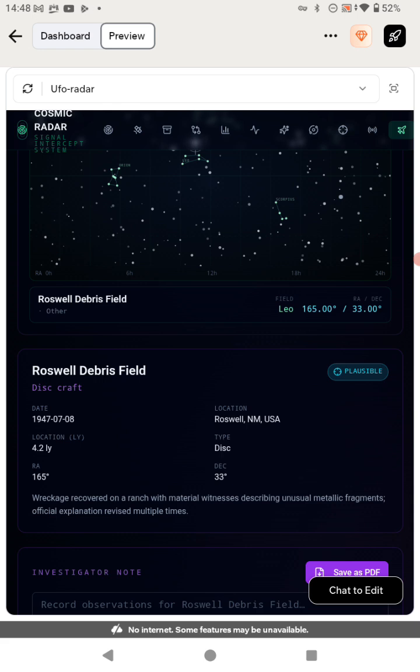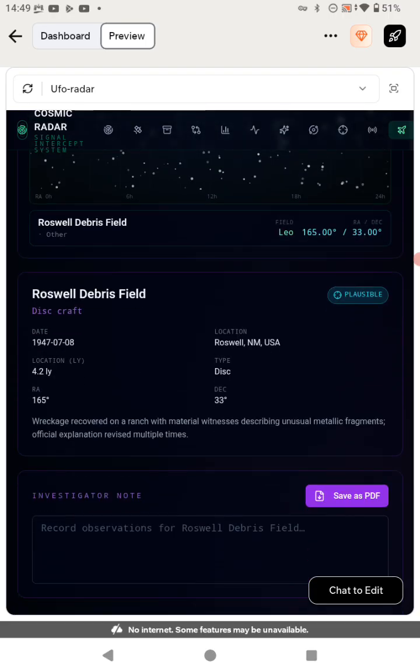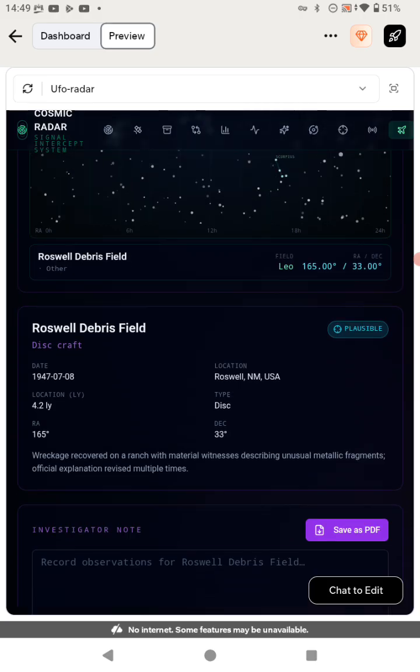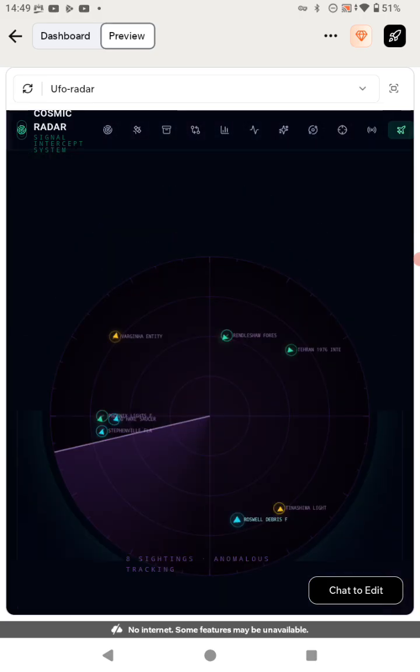It came as 42 light years, a disk, and I don't know what that's on top, but it's 165 degrees and 33 degrees. So, what does that do? Anything? No. Okay. And again, you can write your investigation notes there. Save there again as a PDF file.